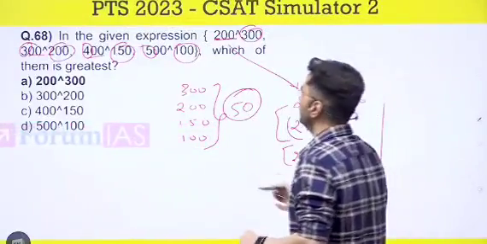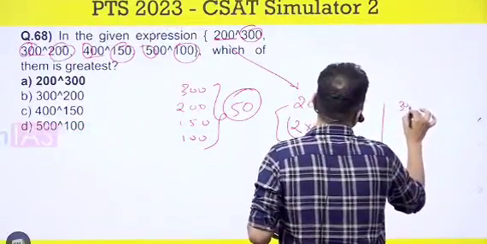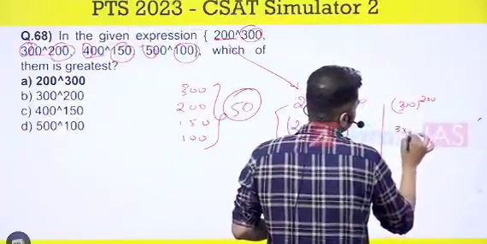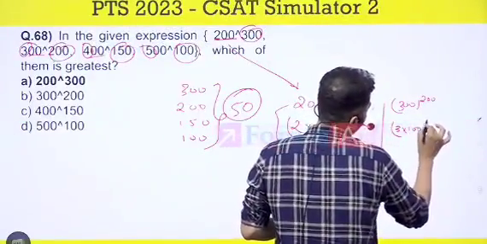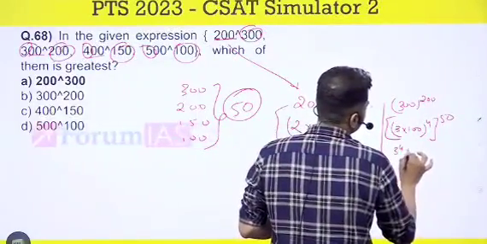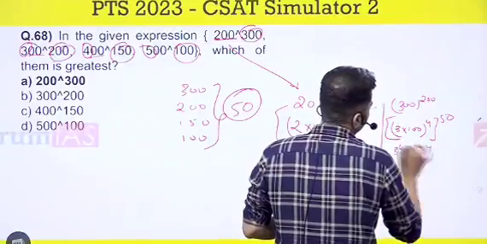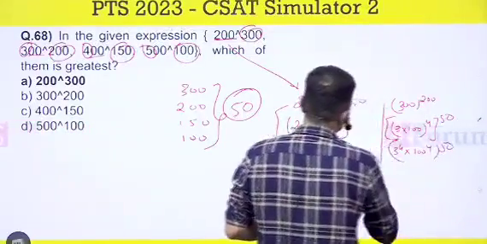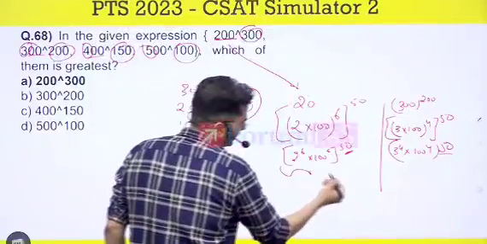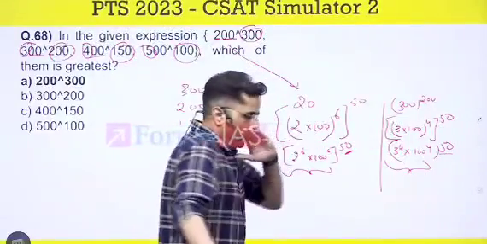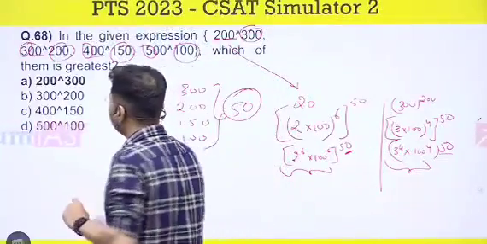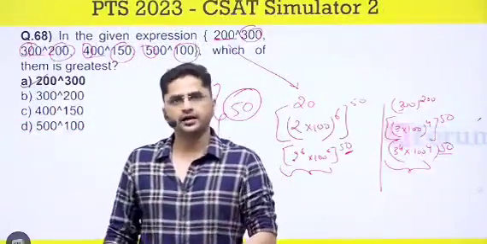Now let me go to the second number. Second number is 300 to the power of 200. I can write this as 3 into 100 to the power of 4 into 50. This can be written as 3 to the power of 4 into 100 to the power of 4 raised to the power of 50. Then whichever of these numbers is largest, that will be my answer. Slightly tricky, the answer is A. The answer here is A.